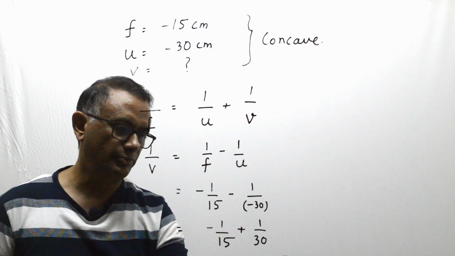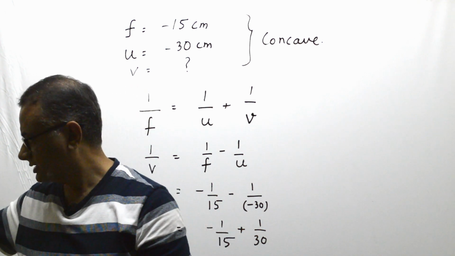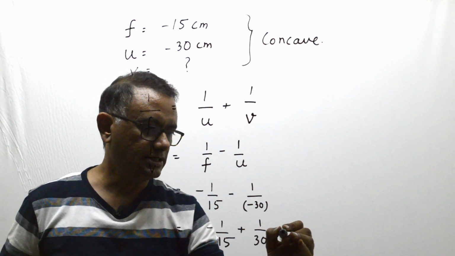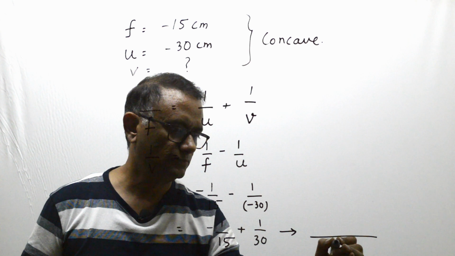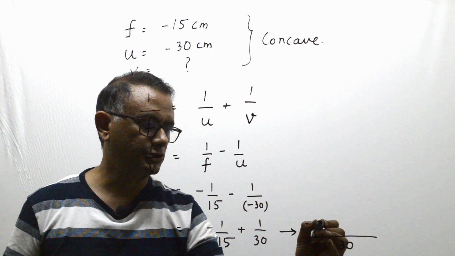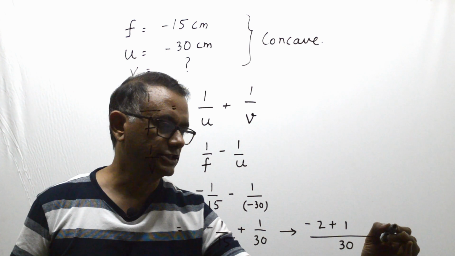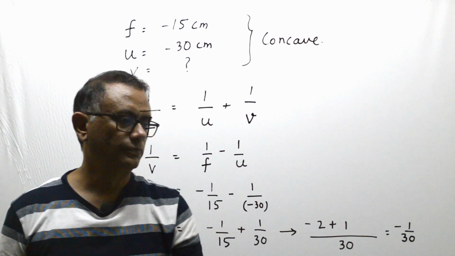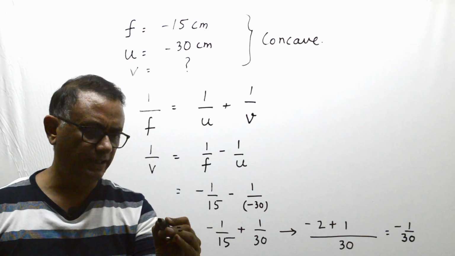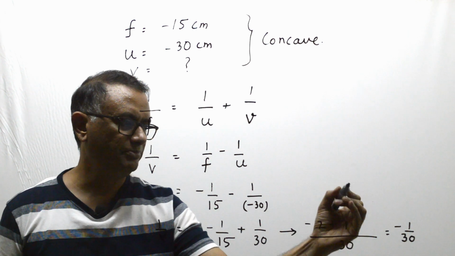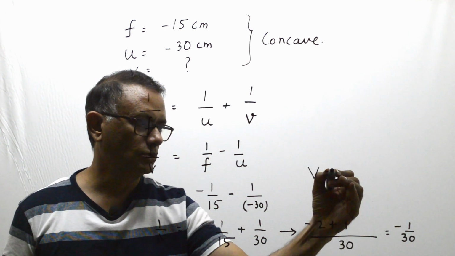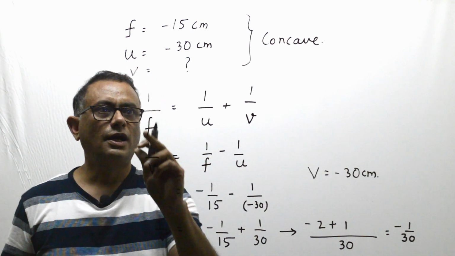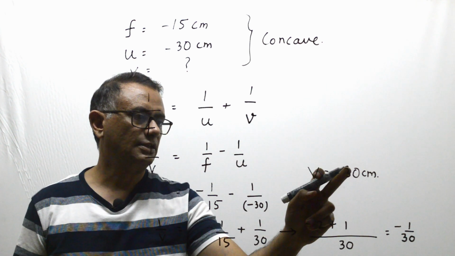And then we kind of solve this: 1 by 15 plus 1 by 30. So the LCM is going to be 30. So this is going to be minus 2 plus 1, or this is minus 1 by 30. Okay, so that is 1 by V. Therefore, what is going to be V? This simply means that V is going to be equal to minus 30 centimeter. Okay, so the image distance is minus 30.